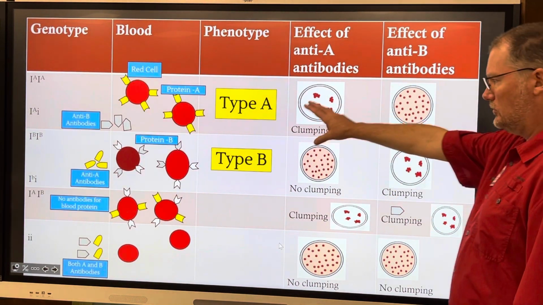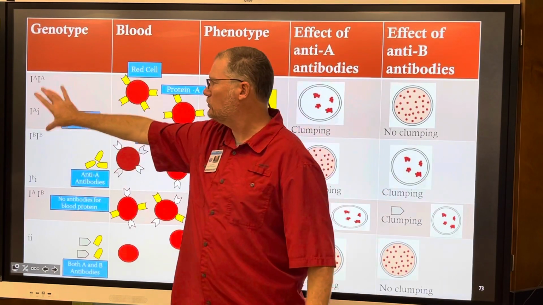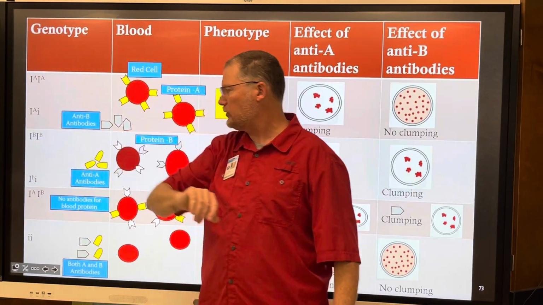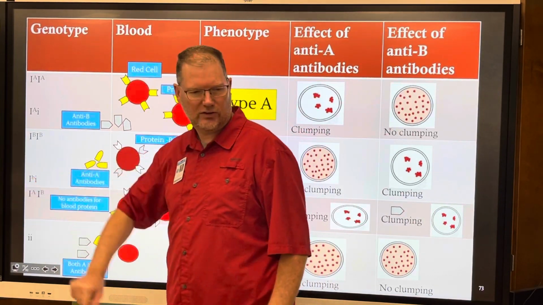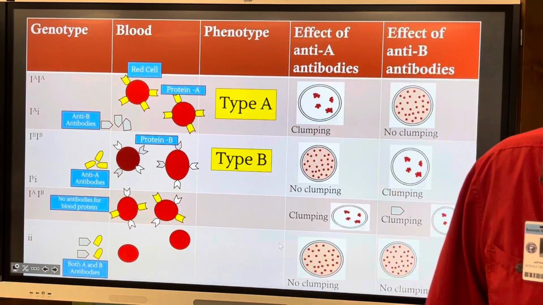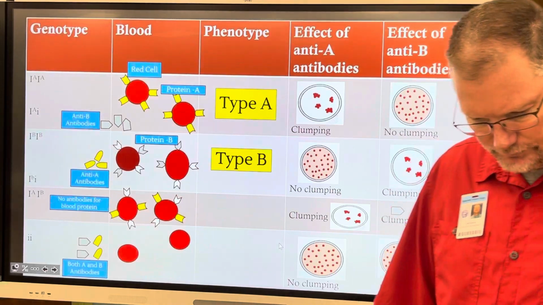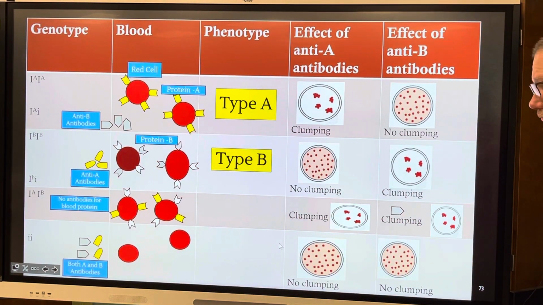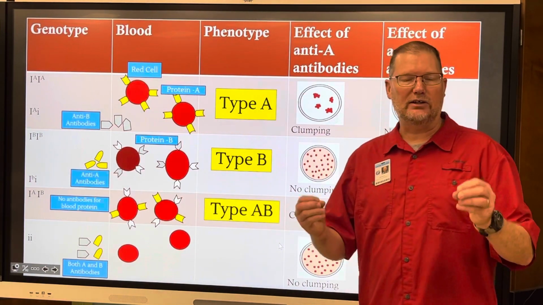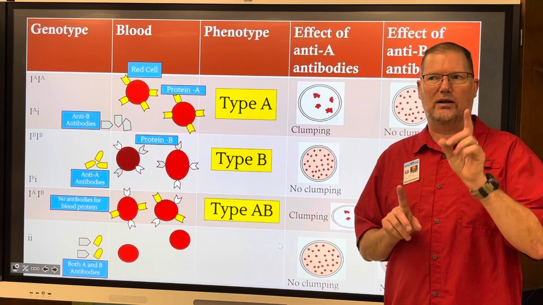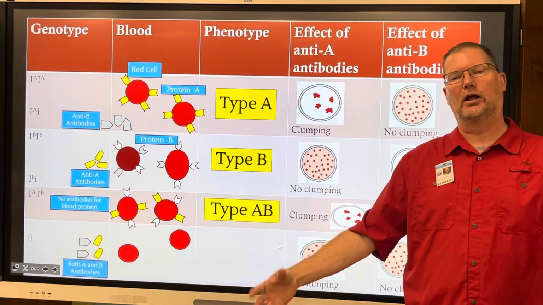Type B is going to be virtually identical to A, except replace the A's with the B's. And that's supposed to be a capital B. Is it a capital B in your notes? No, fix it. Capital B. Typo. If you have both alleles, one from mom, one from dad, A and B, you are type AB blood.